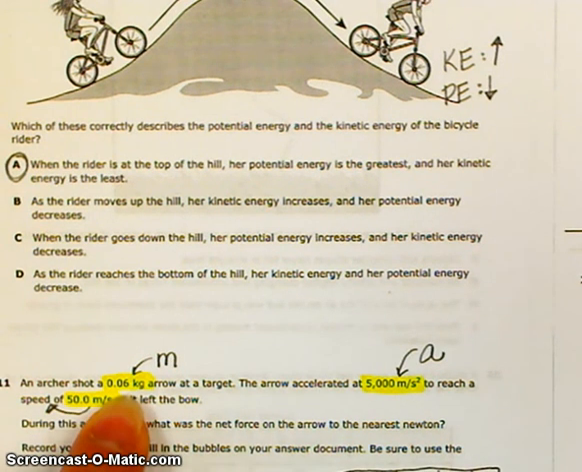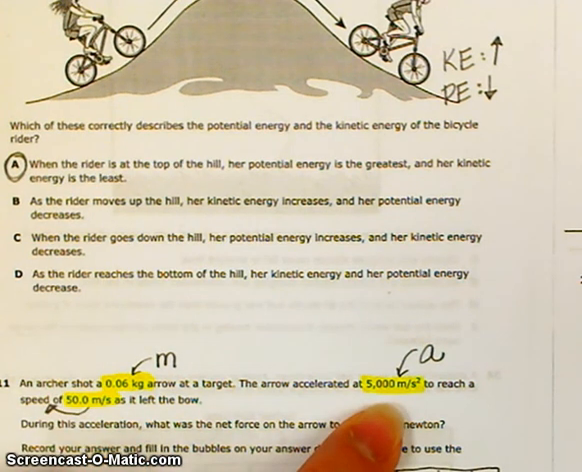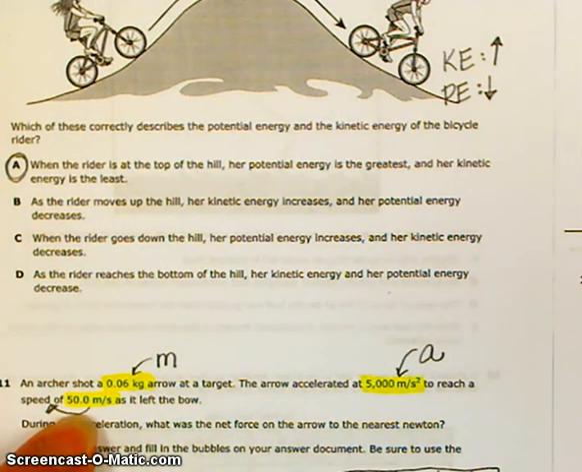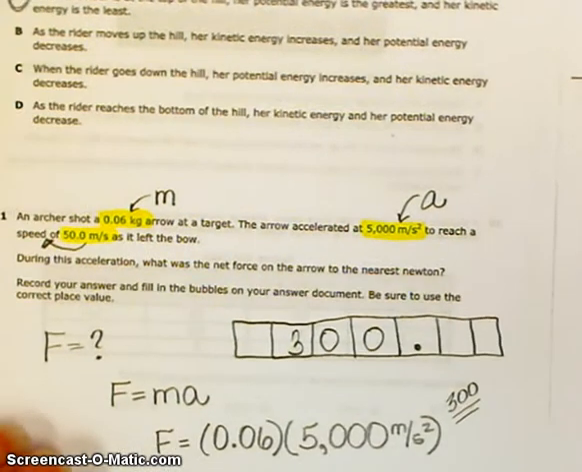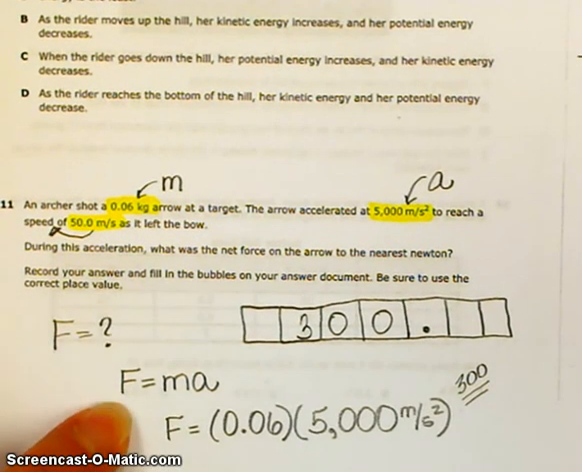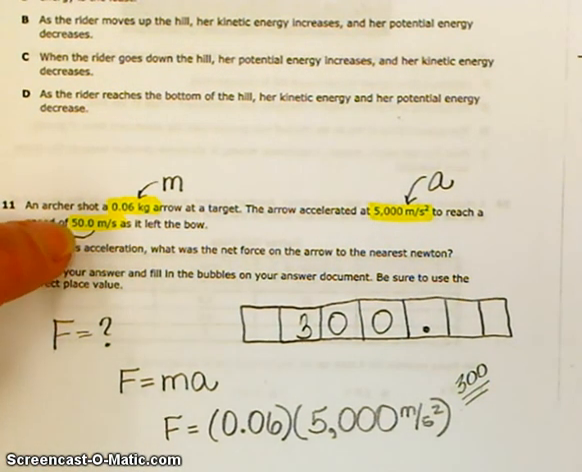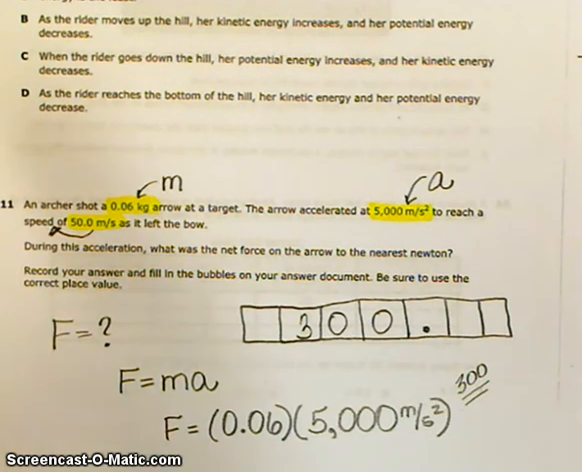I know that 0.06 is a mass because it says kilograms, and kilograms is a unit of mass. I know 5,000 is the acceleration because it says 5,000 meters per second squared, and meters per second squared is a unit of acceleration. 50 meters per second is a speed, and I know that based on the unit, but it also tells me it is. Okay, so the formula that we need is mass times acceleration. I don't need that 50. They gave it to you just to throw you off.